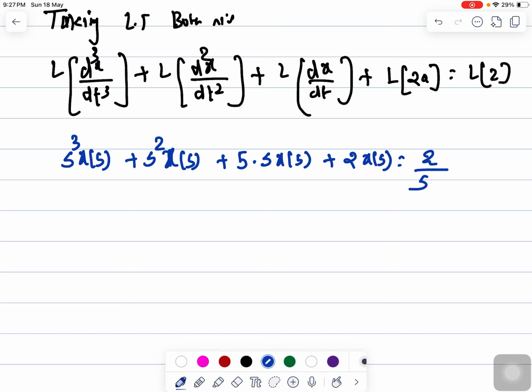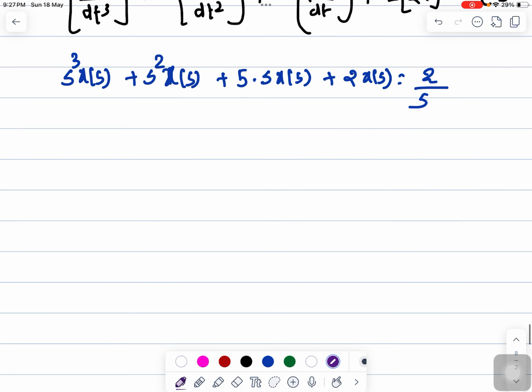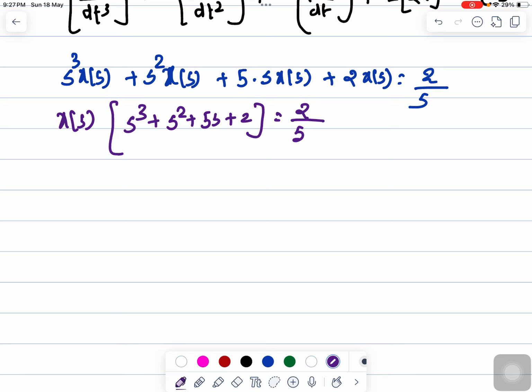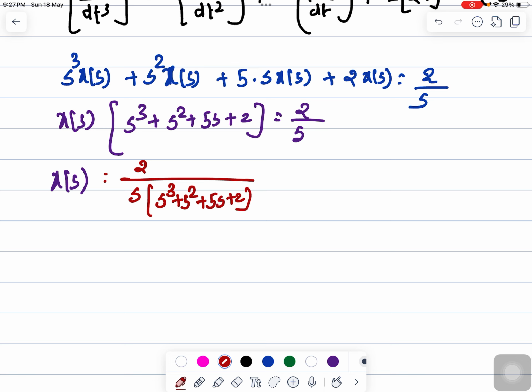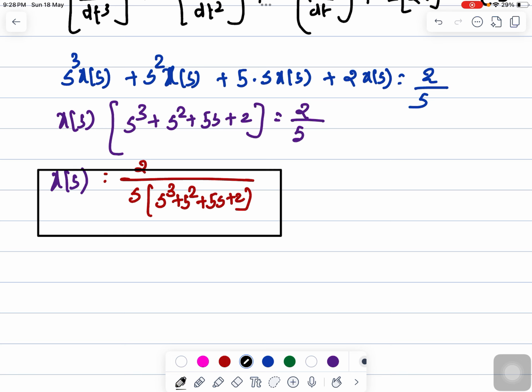Is that clear? So now if we take X(s) common, you will be left with s cube plus s square plus 5s plus 2, that equals 2 divided by s. So you are supposed to calculate the final value X(s), that equals 2 divided by s into s cube plus s square plus 5s plus 2, right? So this is the value that you are getting from here.